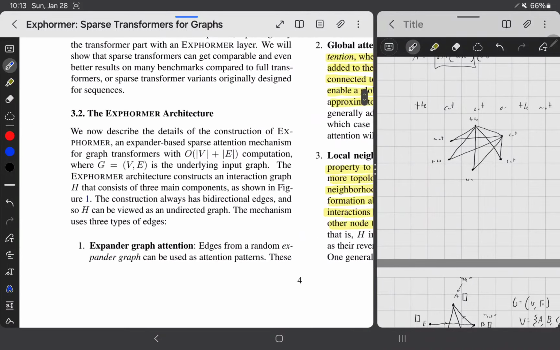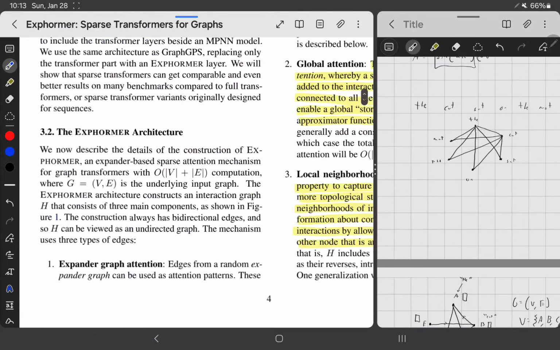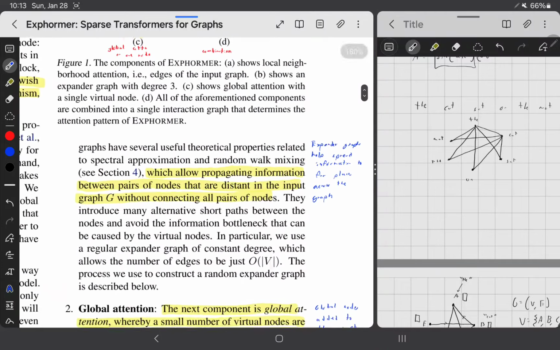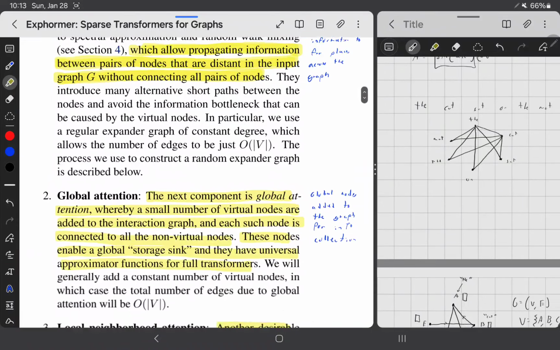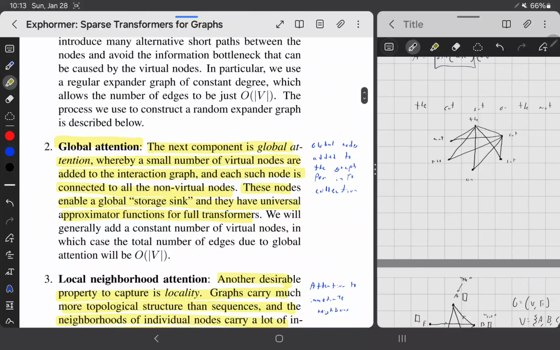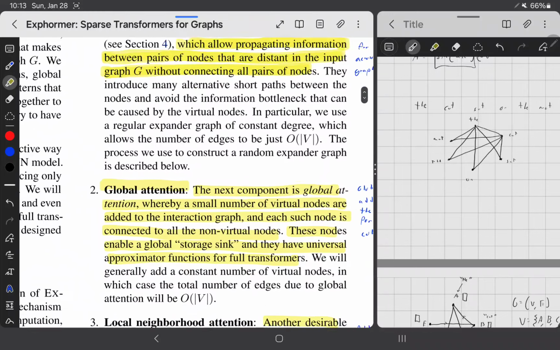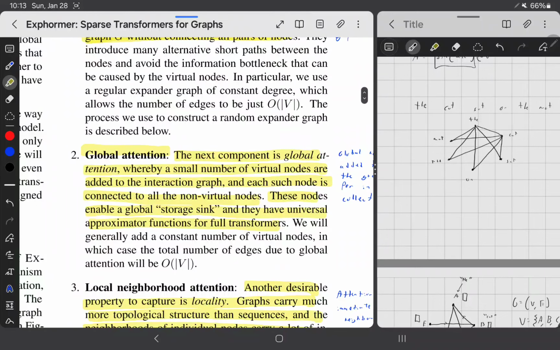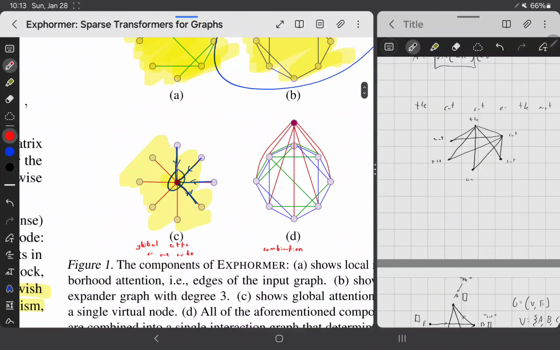They have the expander graph attention, which is what they call this, the expander graph, and they say it allows for propagating information between pairs of nodes that are distant in the input graph without connecting all pairs of nodes. And then they have global attention, so that's just one node, and they define very few of these. So if I have one node, that is order v, or order n, depending on how you want to define it. So if you have one node, it basically takes n messages.